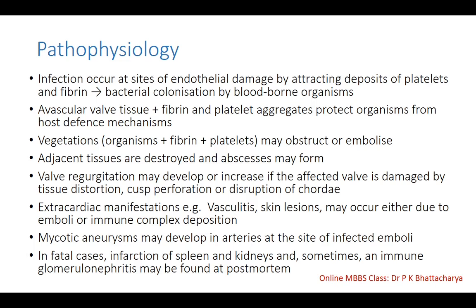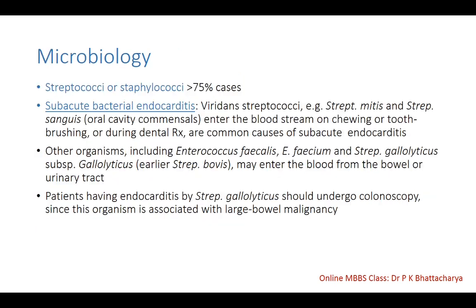Then areas of mycotic aneurysms may develop in the arteries if there is endarteritis at the site of infected emboli. In fatal cases, infarction of the spleen and kidney and also immune-mediated glomerulonephritis are found. What are the causative organisms? Streptococci, mainly Streptococcus viridans, and certain staphylococci are found in more than 75% of the cases. That means the majority of them are caused by these two groups of organisms.